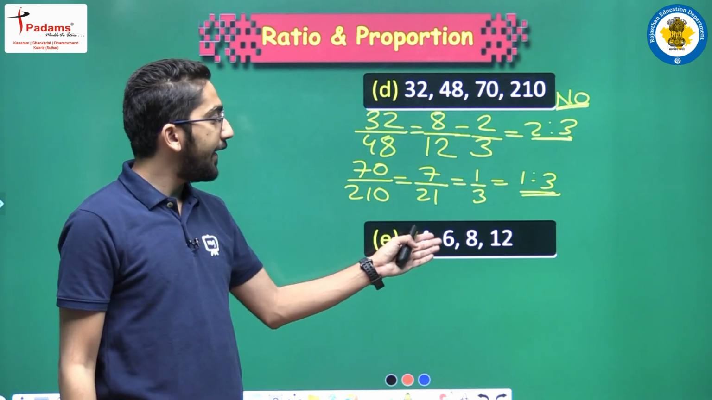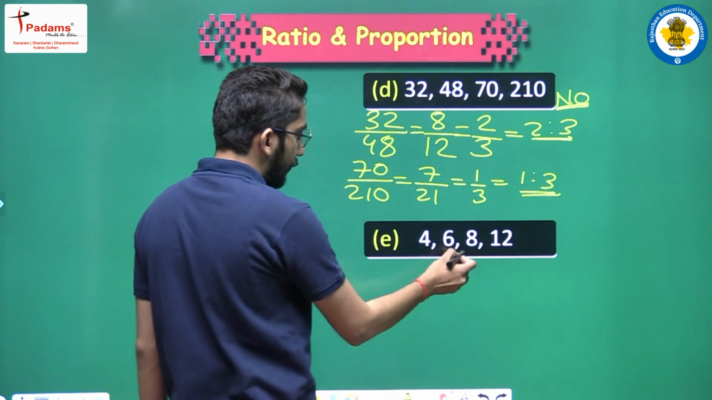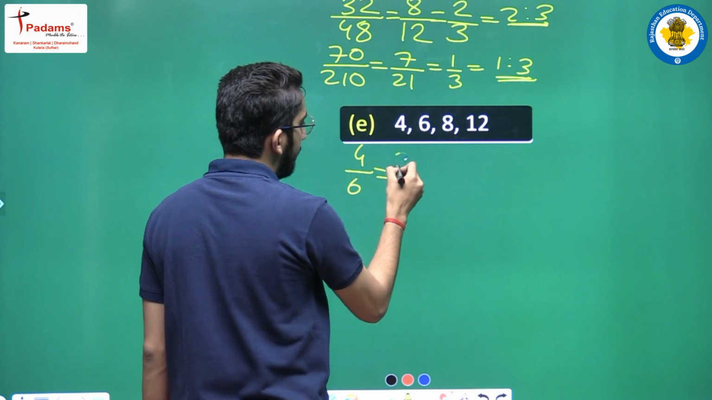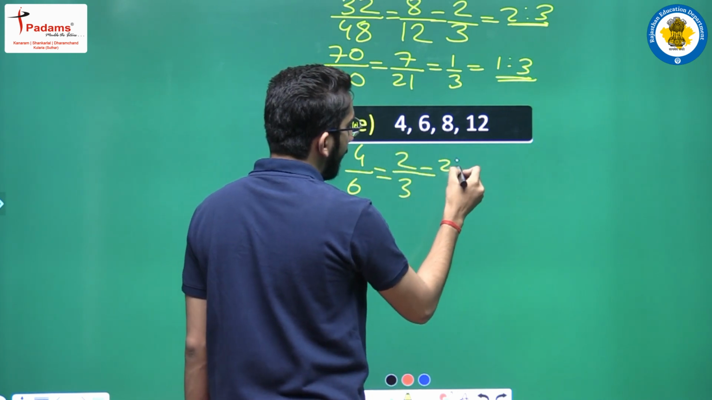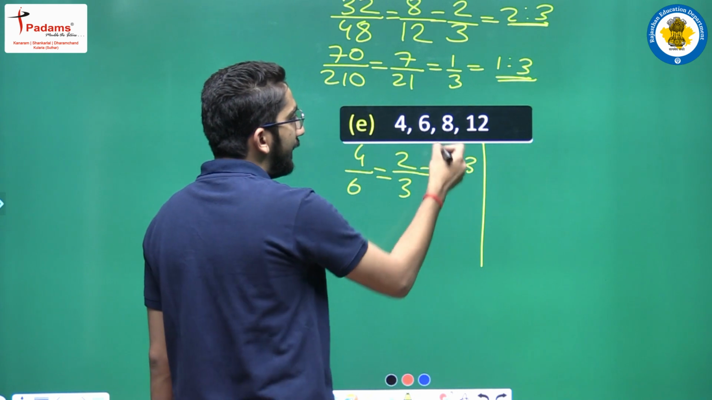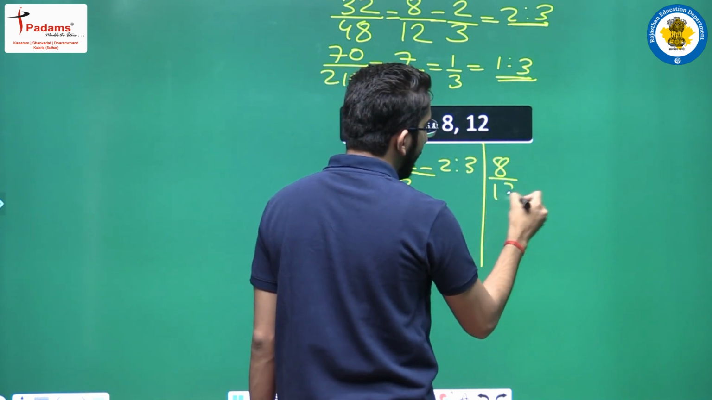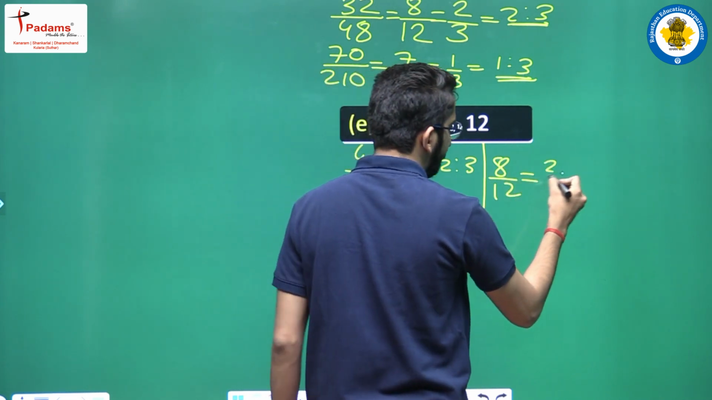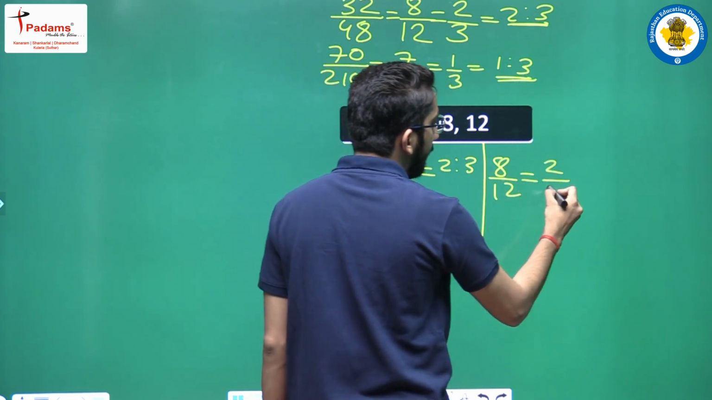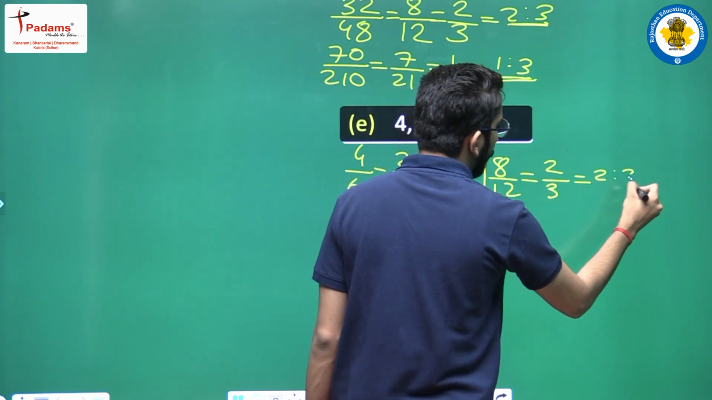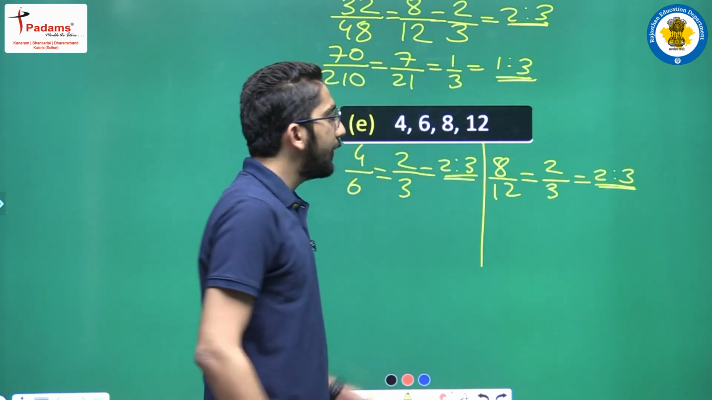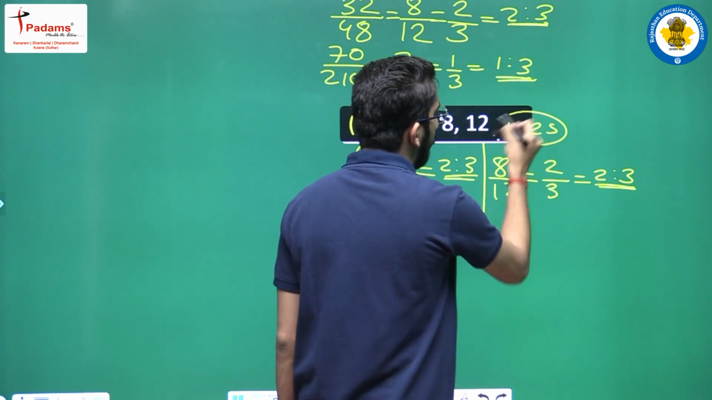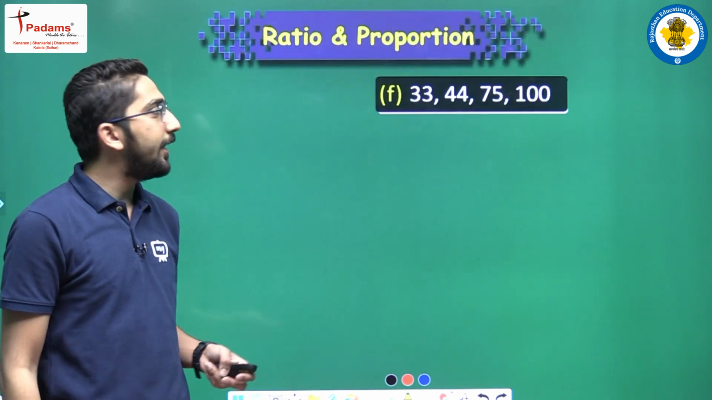4, 6, 8 and 12. So we will check for 4 and 6 first. 4/6 which is 2/3 or I can write it as 2:3. Then for 8 and 12 I can divide both of them with 4. 8 divided by 4 will be 2 and 12 divided by 4 will be 3. So this becomes 2:3 and both of them are 2:3. So I will say that yes, they are in proportion. ठीक है, क्लियर है. नेक्स्ट देखिए.